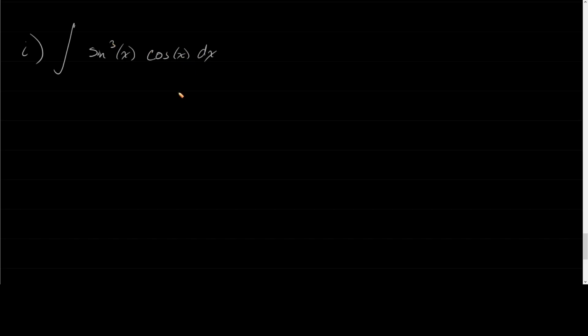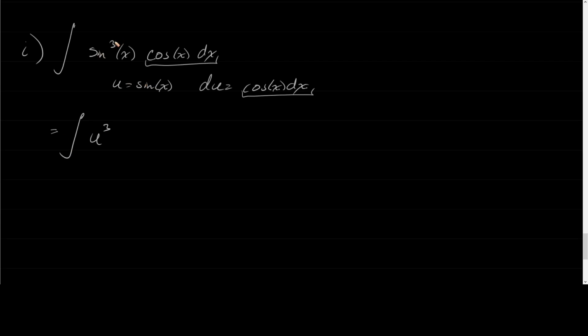Alright? Now, let's think about this one. We've got two pieces, sine to some power and cosine. The derivative of sine is cosine. So that's how I'm going to start this. We're going to say, well, let u be equal to sine of x, then du would be equal to cosine of x dx. This one is not that difficult to see. Cosine of x dx, that's our du. So we end up with the integral of u to the third, right?